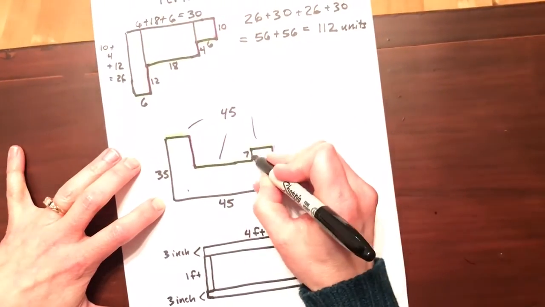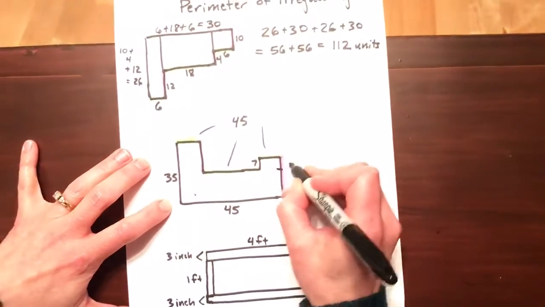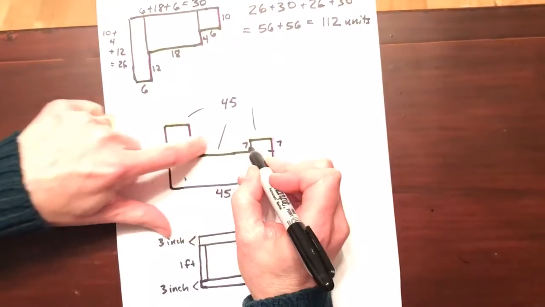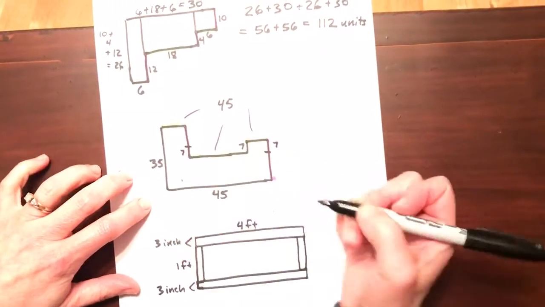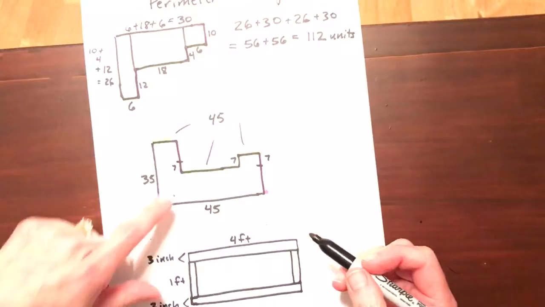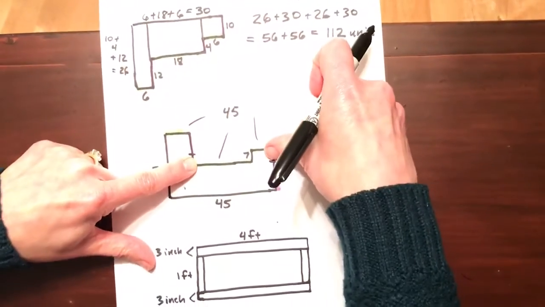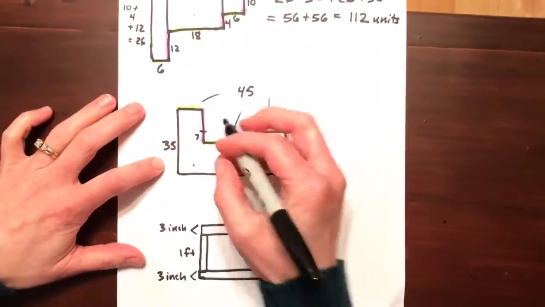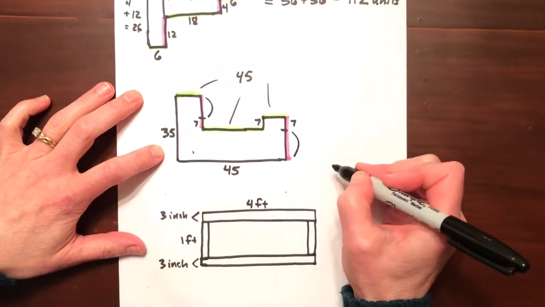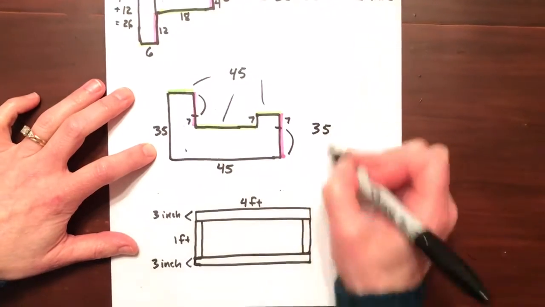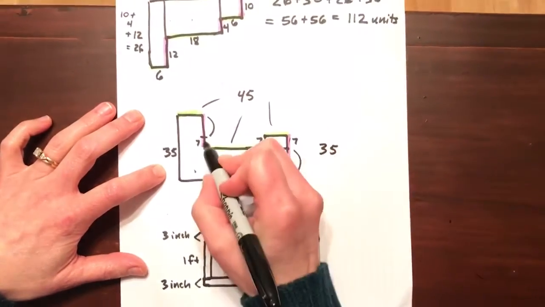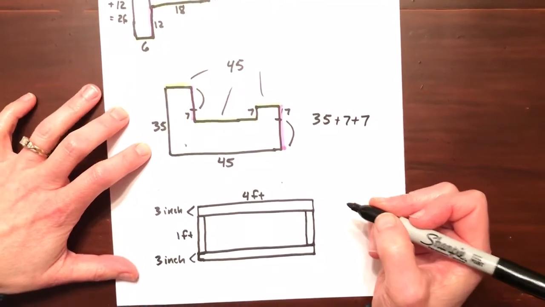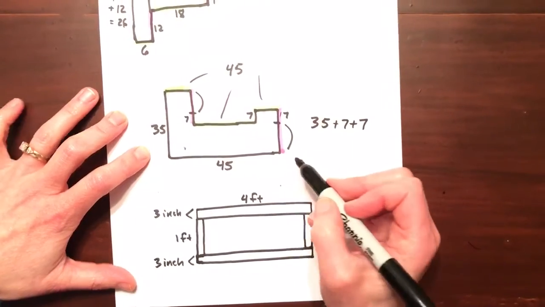I noticed that this little part is 7, so that means this part is 7. And I noticed that this part right here would be 7. And so if I cut out that 7 and I cut out this 7, then the remaining two pieces would add up to 35. And so I know that this plus this would be 35. But then I have this extra 7 and this extra 7. So that's going to be those pink lengths.